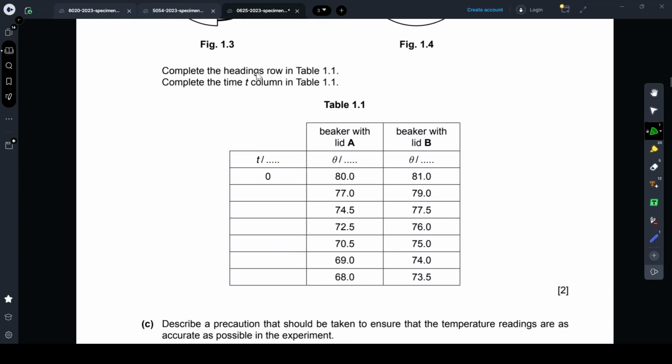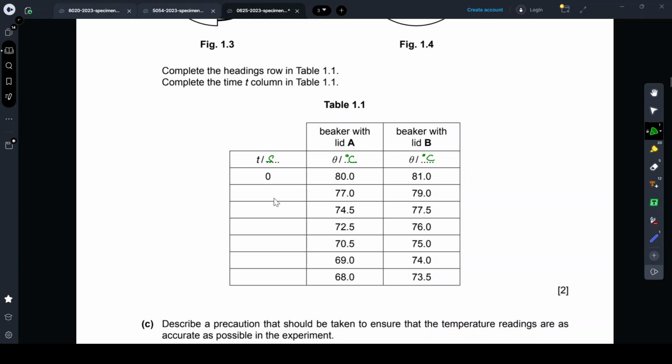Now complete the heading rows in table 1.1. Complete the time column. So time, what they're missing are the units. Whenever you make a table, as I mentioned to you, you need to put in what it is that you're measuring and the unit in which you're measuring. So it would be time per second, and theta is for temperature. So what will be the unit here? Degrees centigrade. Right, and degrees, not just C. If you just write C, that could be charge, coulombs, or something else. You've got other C's. So degrees centigrade.